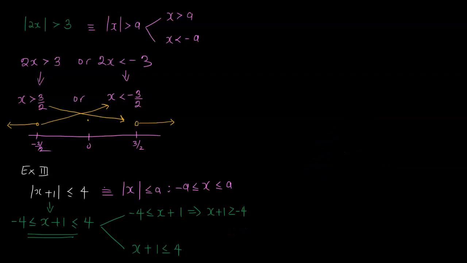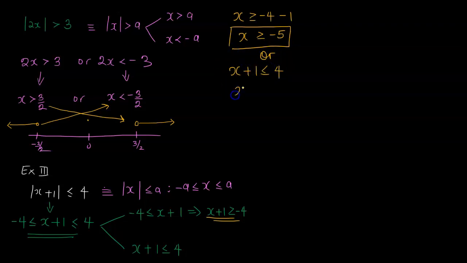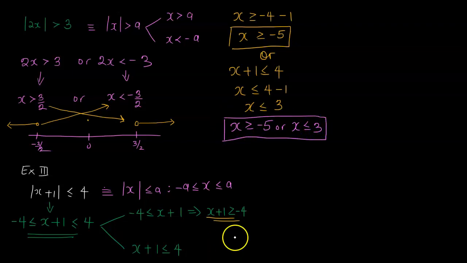So we are going to solve each one. Solving the first one here, we're going to have x greater than or equal to negative 4, negative 1. So this is x greater or equal to negative 5. Then the second one: x plus 1 less or equal to 4 is just going to be x less or equal to 4 minus 1. This is x less or equal to 3. Therefore, the solution of this inequality is x greater or equal to negative 5 or x less or equal to 3.